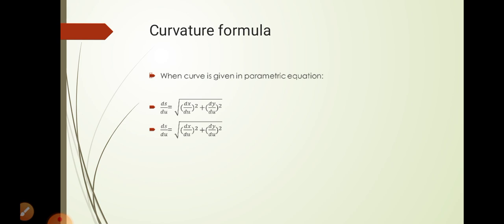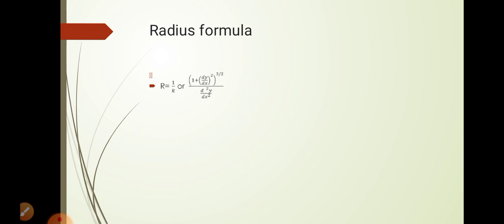So when a curve is given in parametric equations, we have the formula ds over du is equal to the square root of (dx over du) to the power of 2 plus (dy over du) to the power of 2, and another one is ds over du is equal to the square root of (dx over du) to the power of 2 plus (dy over du) to the power of 2.